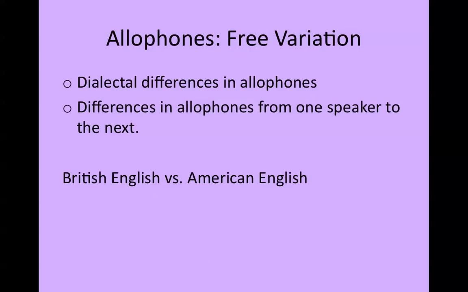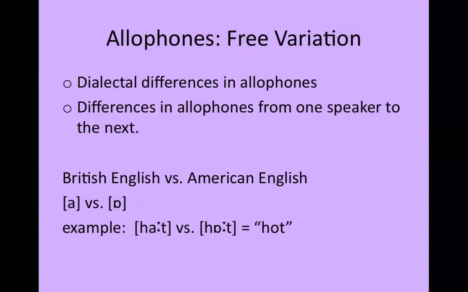You have British English versus American English. You have the ah and the aw. So for example, you have hot and hot. Obviously you can notice this difference in sound. However, it's a subtle difference that really doesn't affect the meaning of the word. Whether I say hot or hot, you still understand what I'm saying. So these would be allophones.